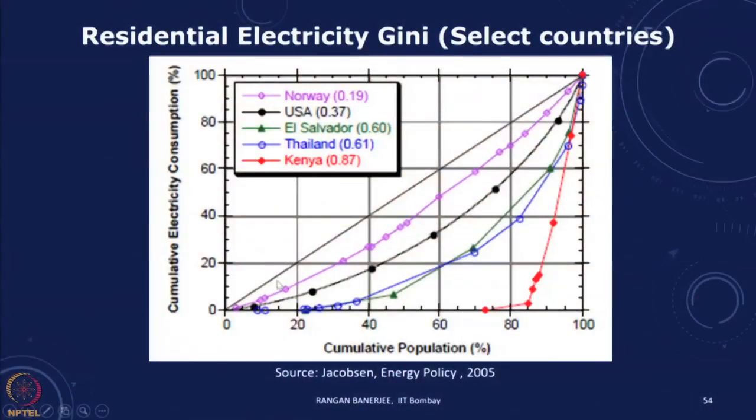So for instance, this is from a paper by Jacobson in Energy Policy, and you can see the cumulative residential electricity consumption. You will find that Norway has a Gini coefficient of 0.19, much more equal than Kenya, where large proportions do not have access to electricity and the Gini coefficient is 0.87. Similar kinds of things you can see.